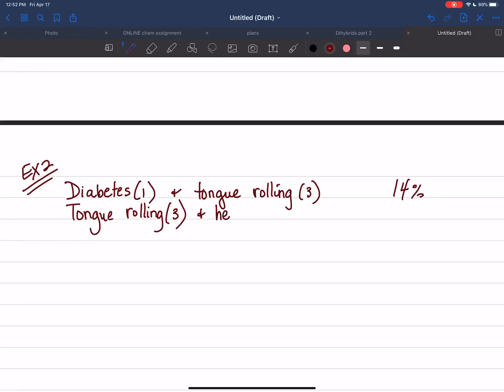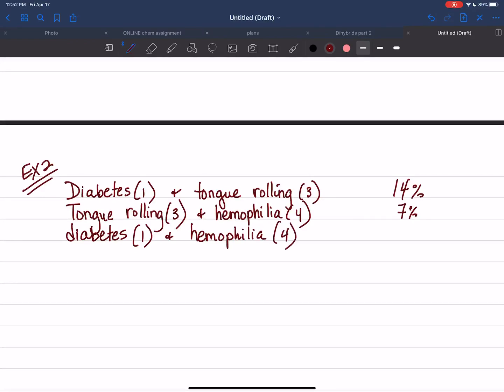And hemophilia gene, 7% of the time. And diabetes, which was number 1. And hemophilia, which was number 4, 21% of the time. Diabetes, number 1. And let's say eye color, these are all made up. Okay, 2, that's 19.5% of the time. So again, these are all made up.